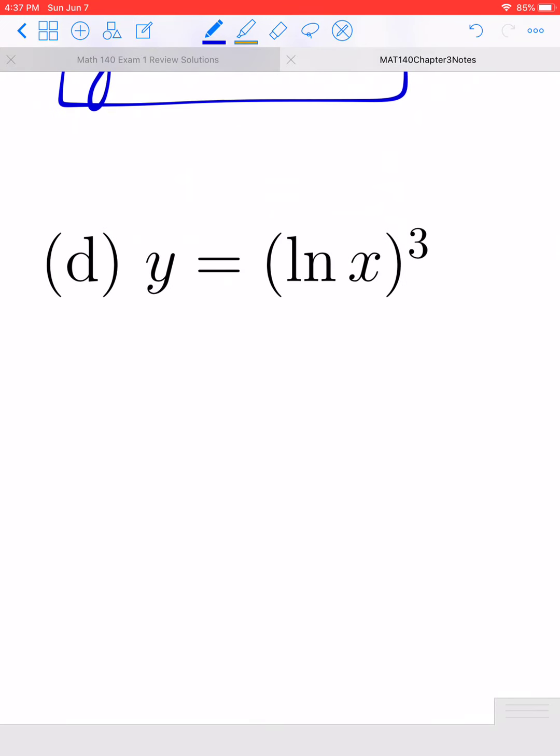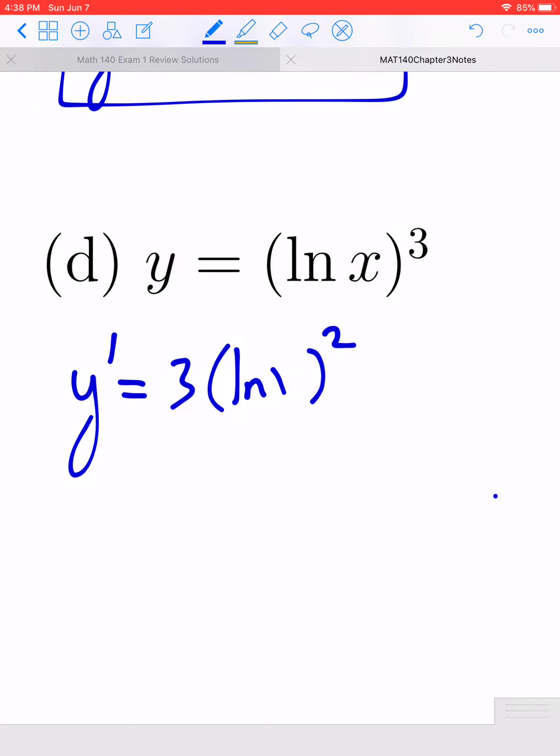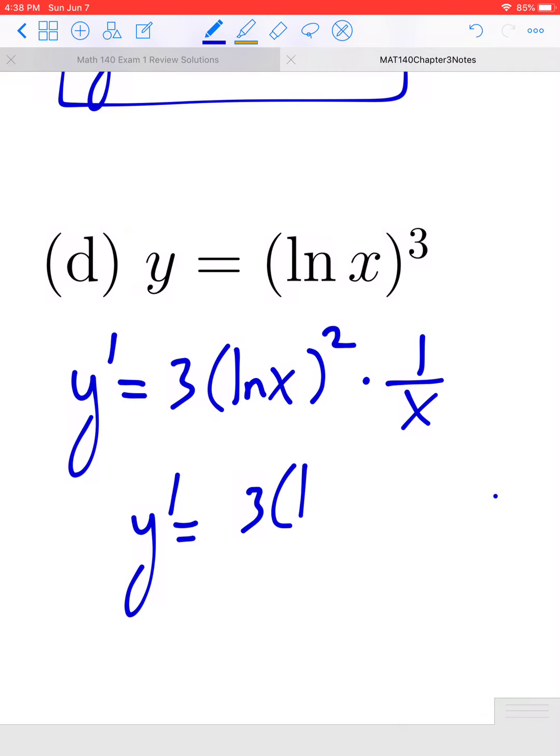In part D, we have a composition. This is the composition of the cubic function, which is the outermost, and the ln of x is the inside function. Because it's a composition, we need to use the chain rule. We bring the power down, reduce the power by 1, leave the inside function alone, and now we multiply by the derivative of the inside function. The derivative of the ln of x is going to be 1 over x. So we have y prime equals 3 times the ln of x squared, all divided by x.